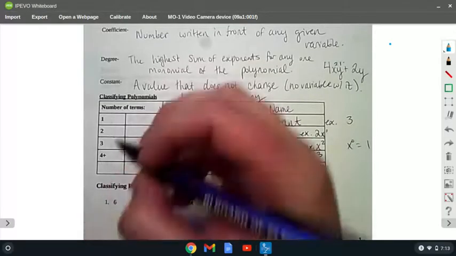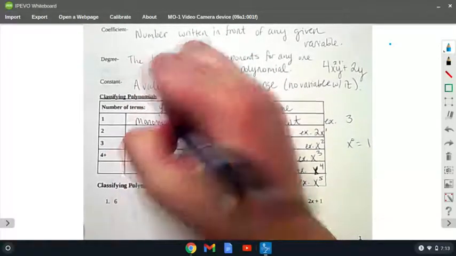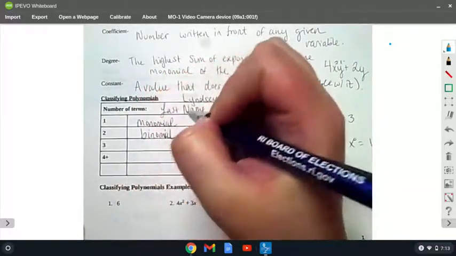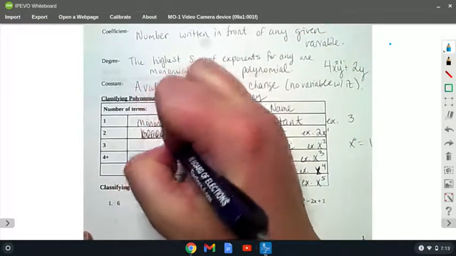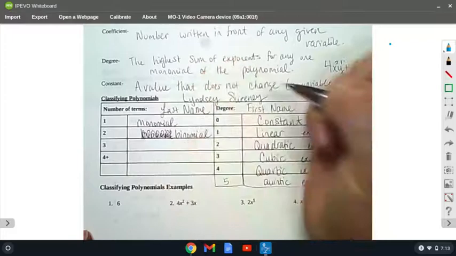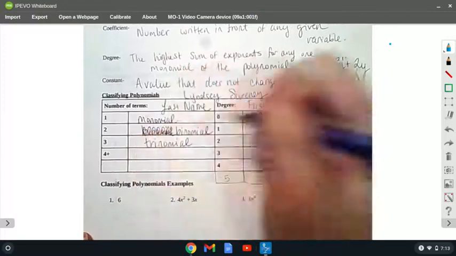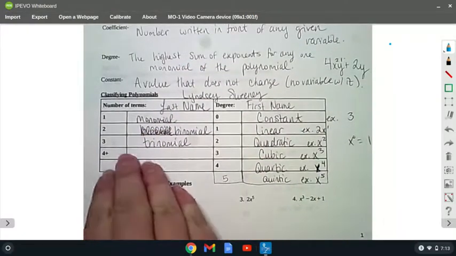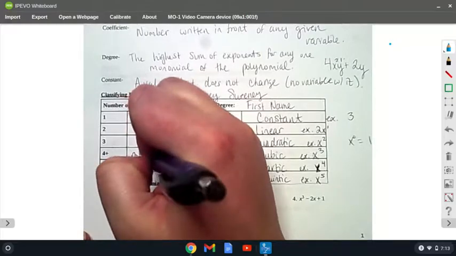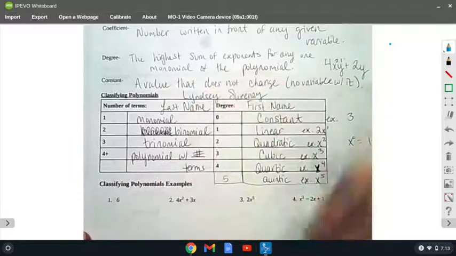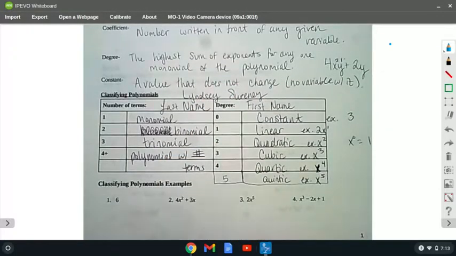So if we have 1 term, that is called a monomial. 2 terms is a binomial. Kind of squeeze that I in. I'm just going to rewrite that for you so you know how to spell it. 3 terms is a trinomial. And anything 4 terms or more, we would just say polynomial with blank terms, whatever amount of terms. So if I had a polynomial with 4 terms, I'd say polynomial with 4 terms.